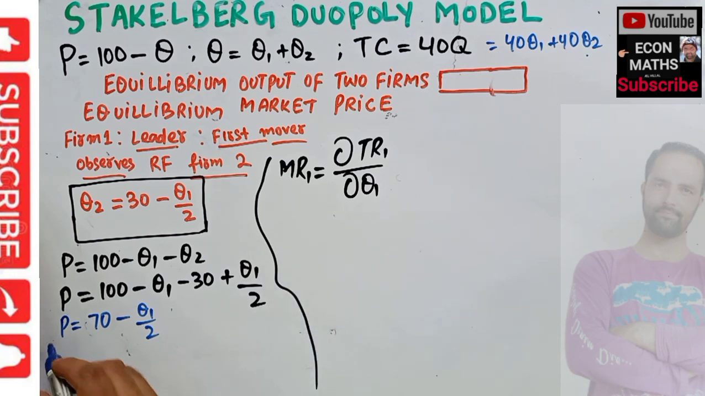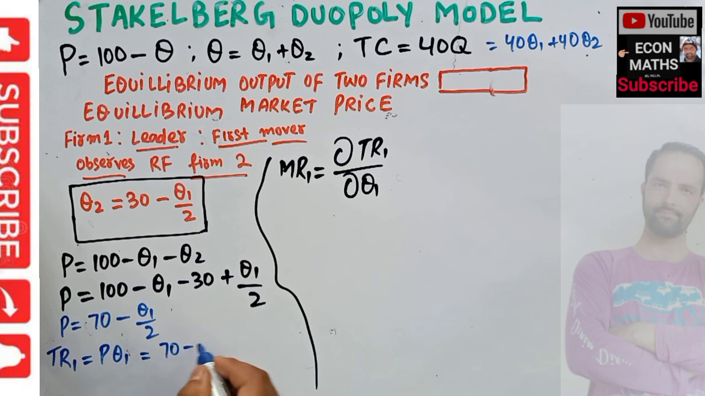Then total revenue, as I told you, total revenue for firm 1 is equal to P into q1, which is equal to 70 minus q1 upon 2. To this we multiply q1. Now taking the derivative of this function gives us the marginal revenue function. Let us write it again. This becomes 70 q1 minus q1 square upon 2. I have just solved this.